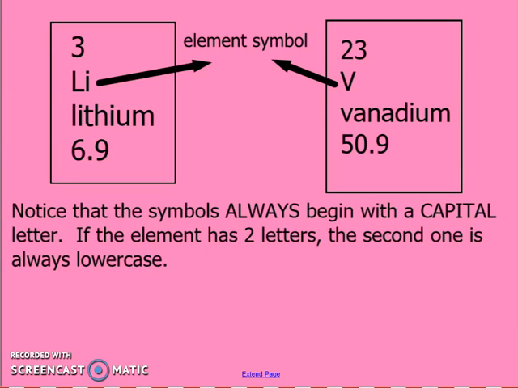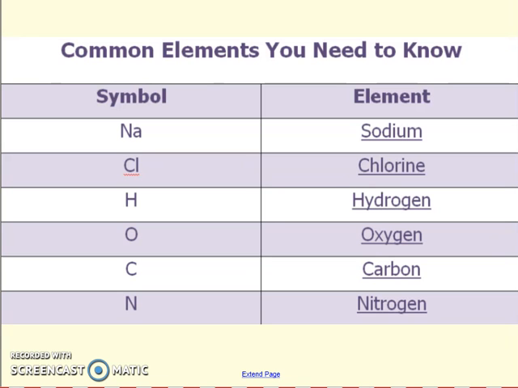So those are the element symbols. That's what represents that element when we represent them in chemical reactions. There are 6 that you need to memorize. The elements you need to know the symbols for are sodium, which is Na, chlorine is Cl, hydrogen is capital H, oxygen capital O, carbon is capital C, and nitrogen is capital N. So those 6 need to be memorized.